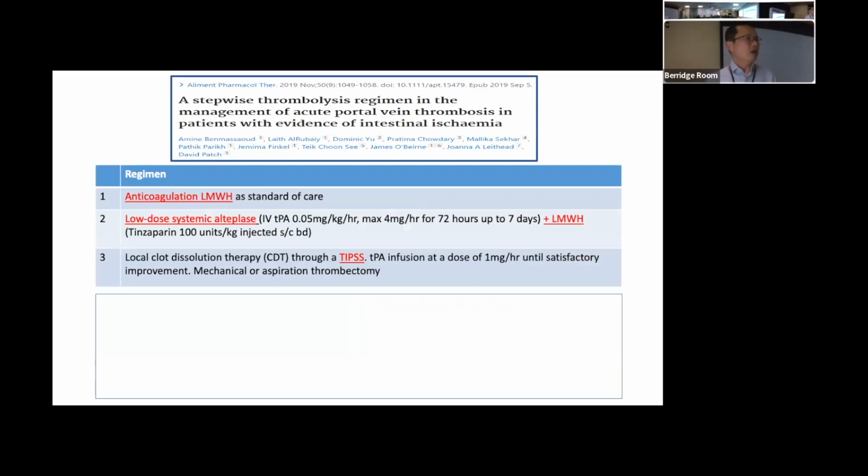This is our work here in combination with the Royal Free using a stepwise thrombolysis regimen. So basically, when a patient presents to us, they will have anticoagulation with low molecular weight heparin for at least 2 or 3 days. If that doesn't improve based on the CT scan and clinical status, they will have systemic alteplase infusion along with anticoagulation. And if that fails, then they will have local catheter-directed dissolution, for example, via TIPS.